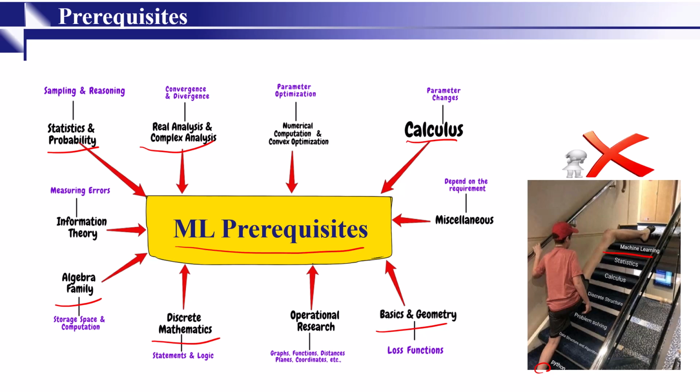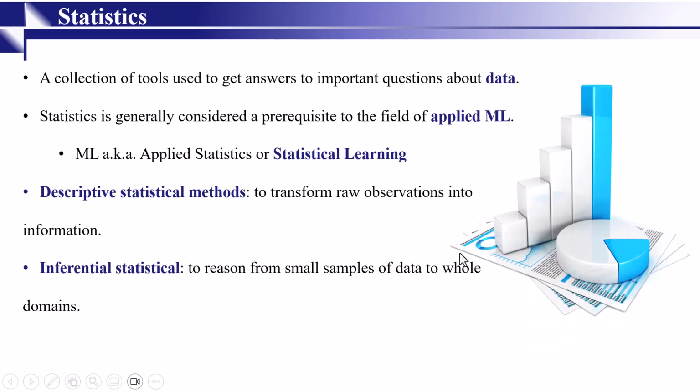Then we have information theory. Information theory focuses on quantifying information, entropy, and compression, which are fundamental in areas like data encoding, feature selection, and deep learning. Numerical computation and convex optimization are very important here. And we have some other prerequisites based on the requirement. So these are very important in order to understand. They somehow form the mindset of someone who is going to be an expert in machine learning.